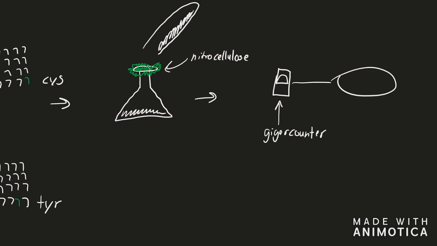They tried this with all 64 and found that 61 out of 64 codons could be determined. That is because 3 of the codons are stop codons and do not code for anything.